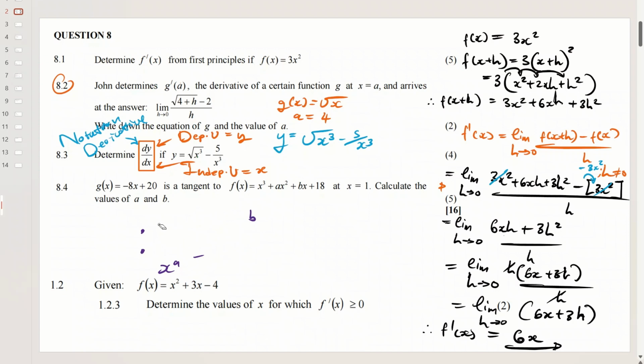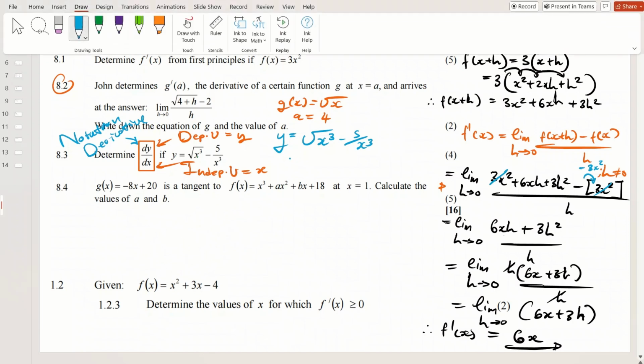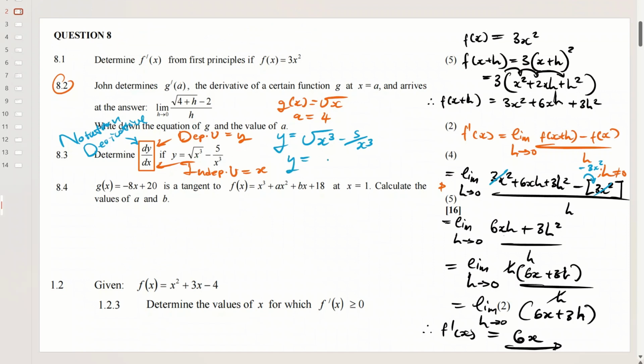Understand? So now here, before we take the derivative, y is x to the 3, and we know that we have the invisible 2 there. So you leave that, and this is the same as 5 times 1 all over x to the 3. And remember, this is the same as x to the minus 3. So now we can take the derivative using the notation that we're given.